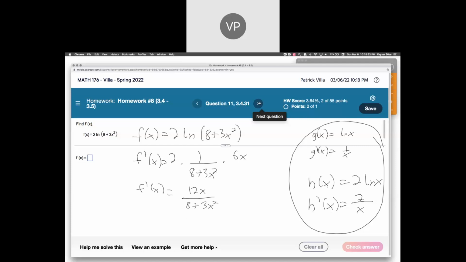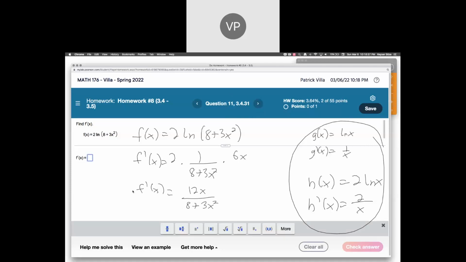And that's, if I can factor or simplify, I would do that. But in this case, I think I have everything as far as I can go. 8 plus 3x squared. And there is our answer.